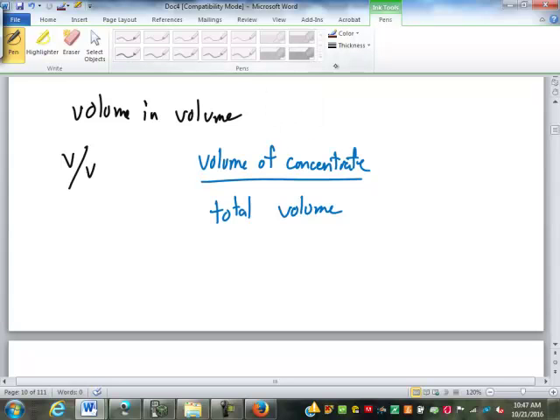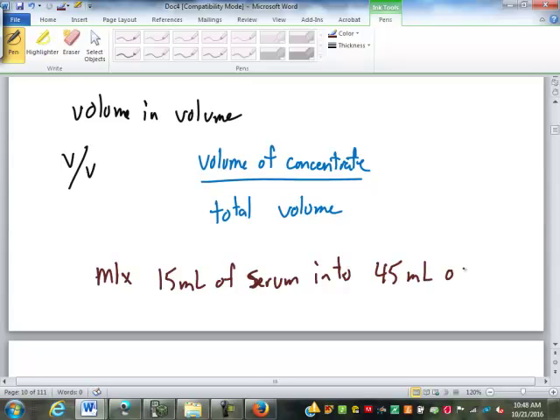So let's say that we are going to mix 15 milliliters of serum into 45 milliliters of NS.